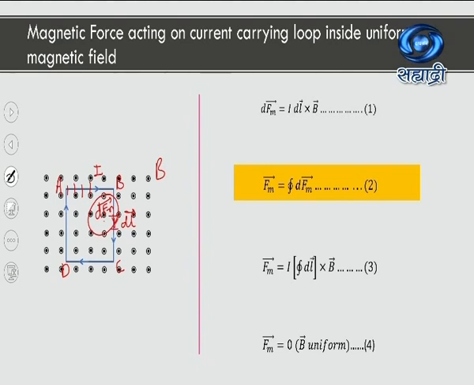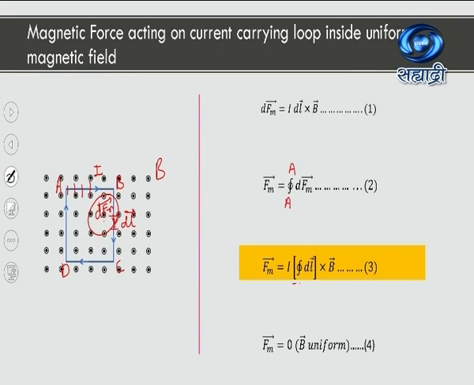You can see, being a loop here, I should integrate this over a closed loop, and therefore dFm is integrated over a closed path starting from A to A again. One can also write it like this. Substituting equation 1 in equation 2, we have Fm is equal to I times the line integral over the closed path of dl cross B.